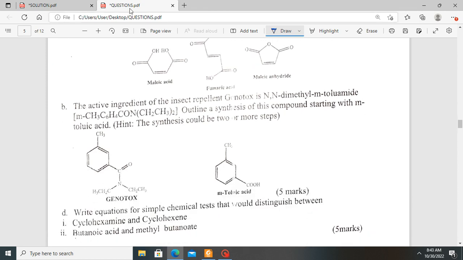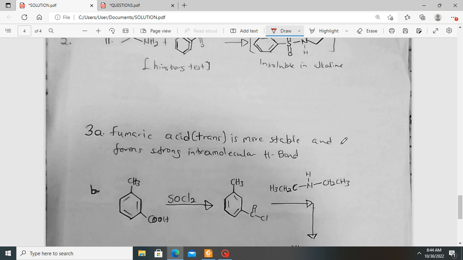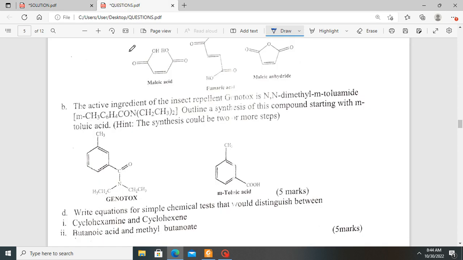The active ingredient, so it was explained here. Let's see. The fumaric acid is more stable and forms a strong intramolecular hydrogen bond because it is in a trans configuration. Because it can form a very strong intramolecular hydrogen bonding, fumaric acid requires much more temperature for its dehydration.